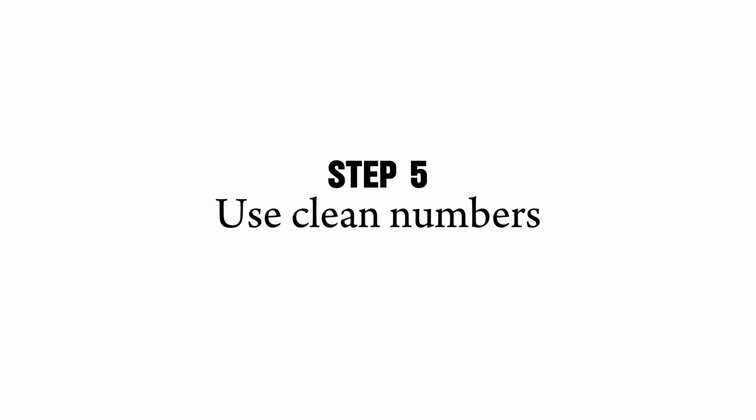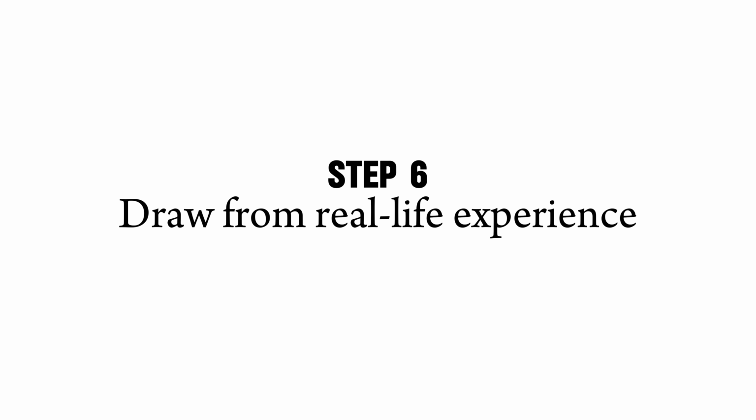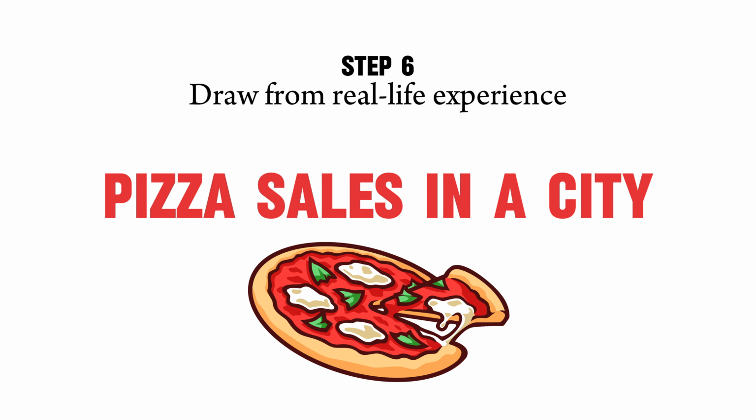Step 5. Use clean numbers. Round figures for simplicity. Use 70% instead of 68% or 1.4 billion instead of 1.37 billion. This keeps calculations straightforward and helps you work around with larger numbers. Step 6. Draw from real life experiences. Show practical knowledge. If asked about pizza sales in a city, you might say, based on what I observe in my own hostel, weekend orders roughly double compared to weekdays.